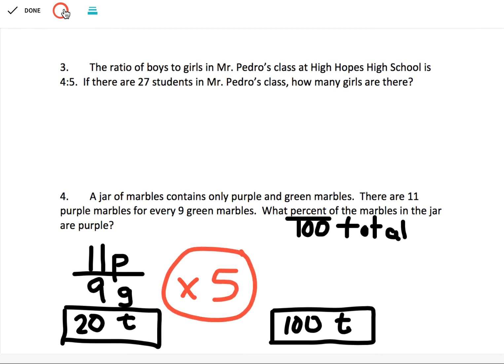And so we can get the percent that are purple. 11 purple out of 20 would be 55 purple out of 100. And 9 green out of 20 would be 45 green out of 100. So our answer here would be 55%.